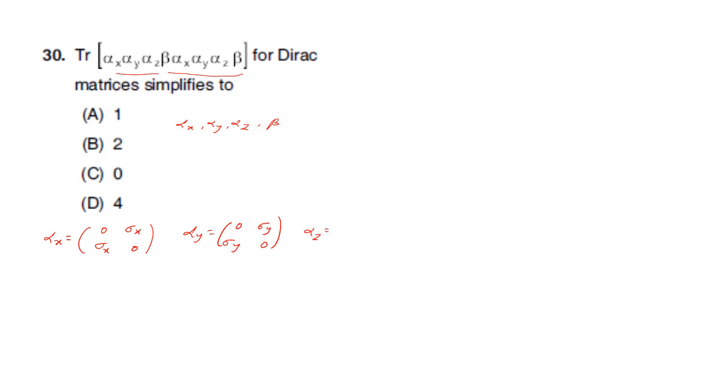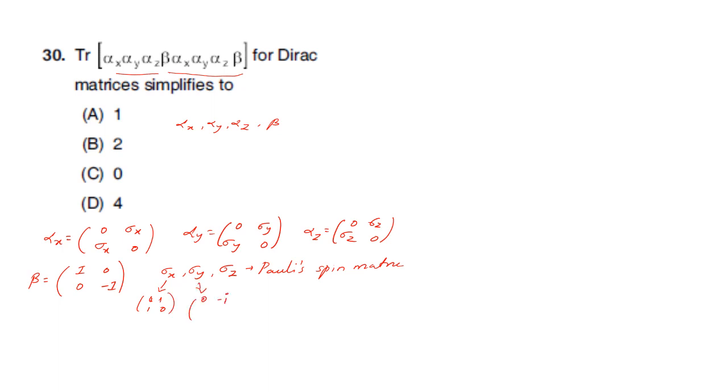Then alpha z is 0, sigma z; sigma z, 0, and then this beta is expressed as I, 0; 0, minus I, where sigma x, sigma y and sigma z are Pauli's spin matrices. So it is given by sigma x as 0 1; 1 0, then sigma y is expressed as 0 minus I; I 0, then sigma z is given by 1 0; 0 minus 1.